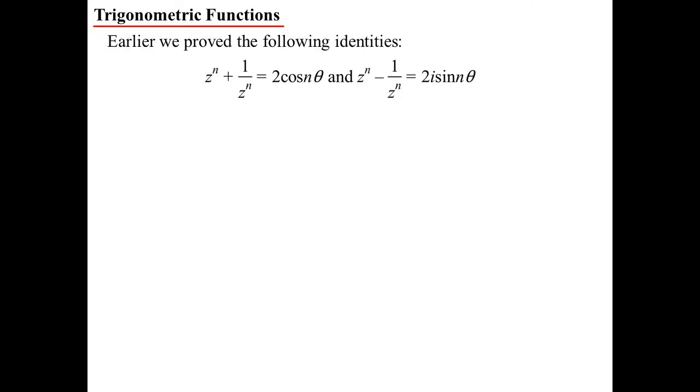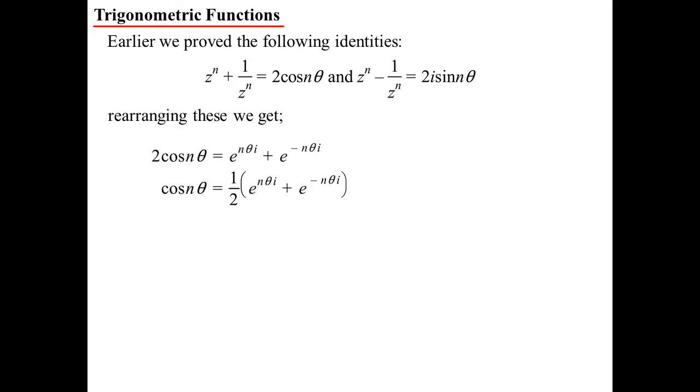We know these identities. Remember those ones? We proved z to the n plus 1 on z to the n is 2 cos n theta, and then the similar one for sine. Let's rearrange those. 2 cos n theta, I could now write as e to the n theta i, because that would be z to the power of n, plus e to the minus n theta i. That would be z to the minus n. Divide by 2, we get an expression for cos n theta.